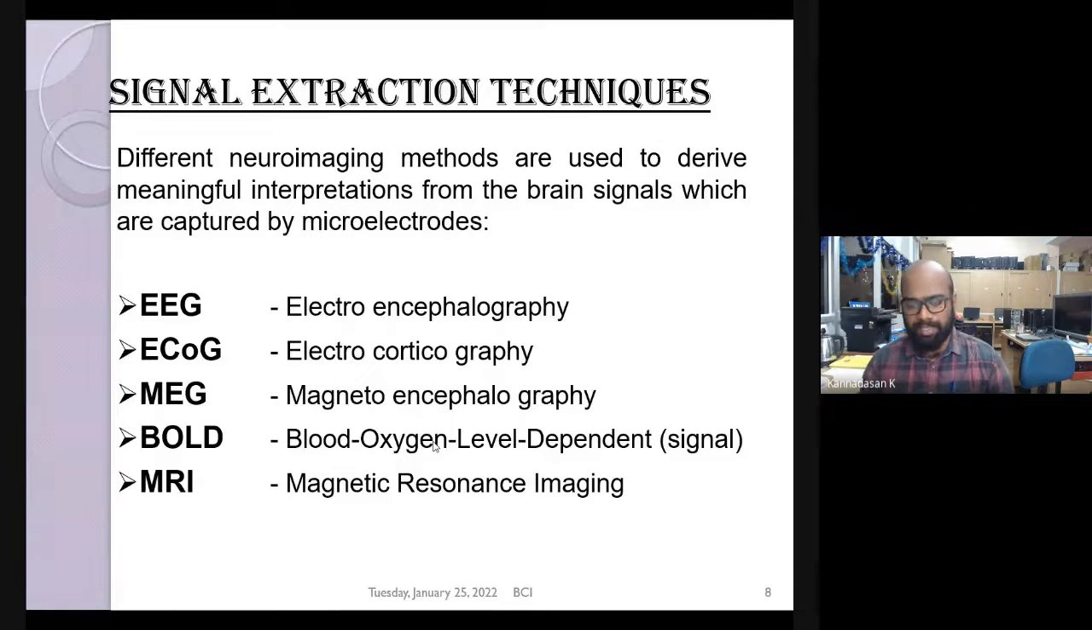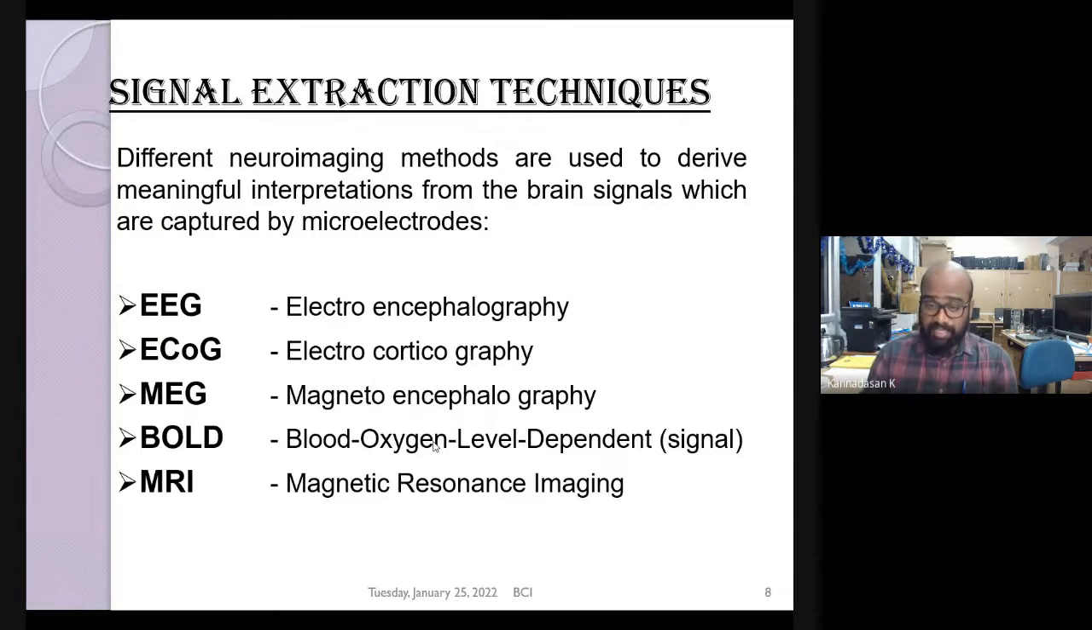There are so many methods available through which to interpret the signals. Like if I'm angry, my brain signals will be something. I should be able to differentiate between how my signals are when I'm angry and how they are when I'm sad. So I have to interpret all these things. That is why different methods are available to interpret my brain signals, which are captured by microelectrodes.